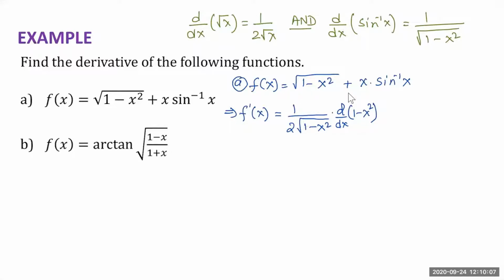Then we have a plus, and then we have to find the derivative of this product, x times the sine inverse x. So we have to use the product rule there. The product rule says the first function x multiplied to the derivative of the second function, which is sine inverse x, plus the second function, which is sine inverse x, multiplied to the derivative of the first function, which is x. Derivative of the first, that is x.